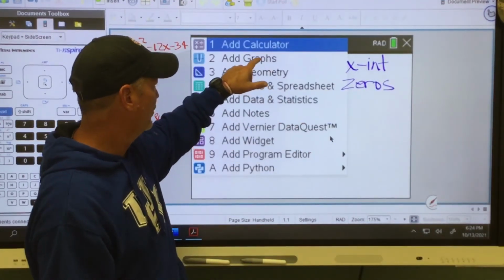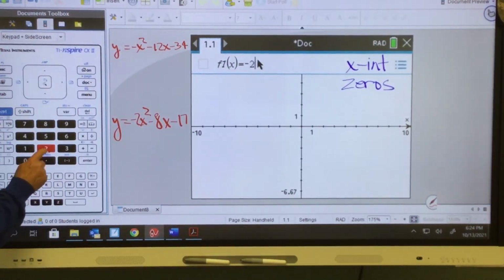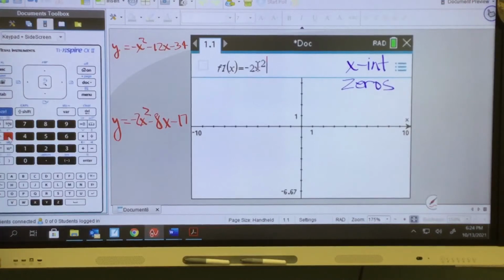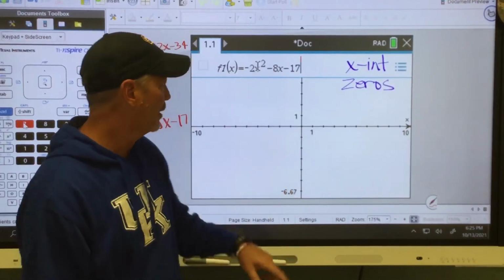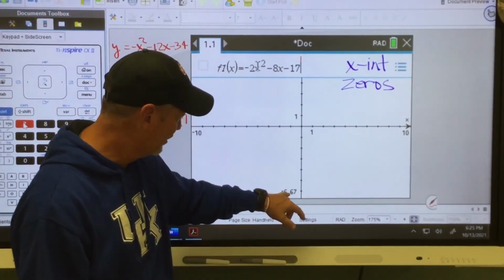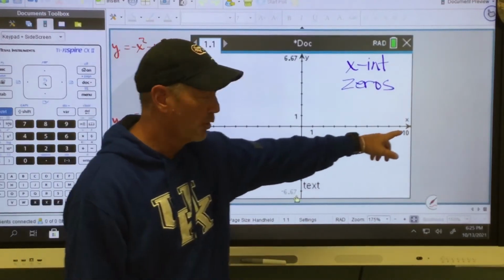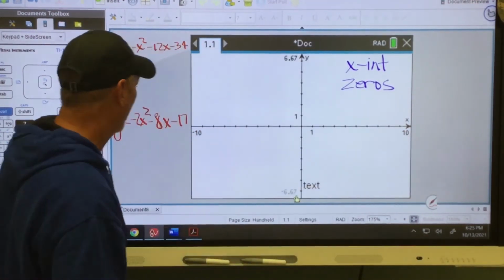We're going to go to graphs, and I'm going to type in negative 2x squared minus 8x minus 17. Now before I press enter, I want you to notice something. It's only going to negative 6.67. This goes all the way to 10. So be careful, watch what happens. I'm going to hit enter.